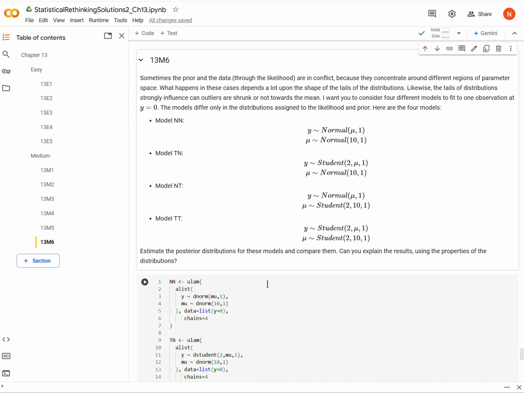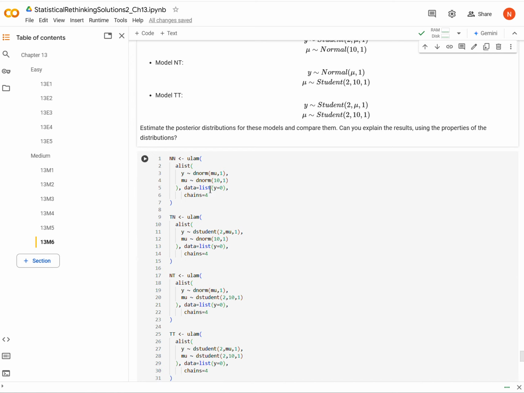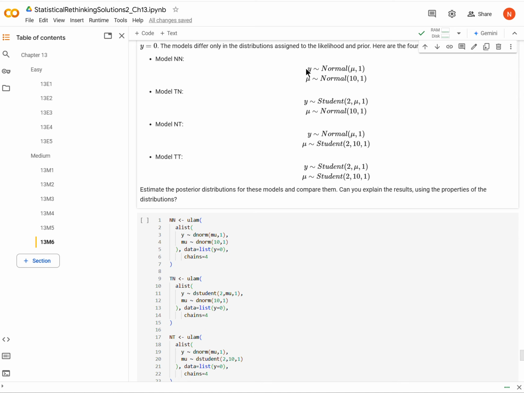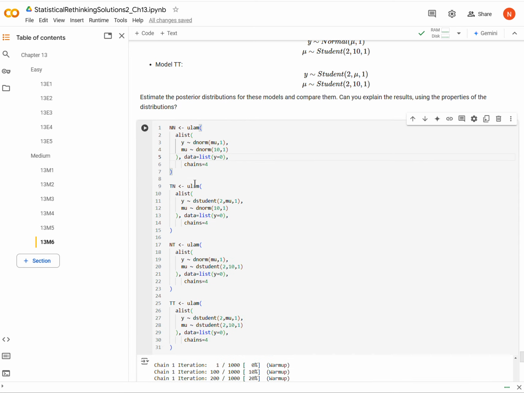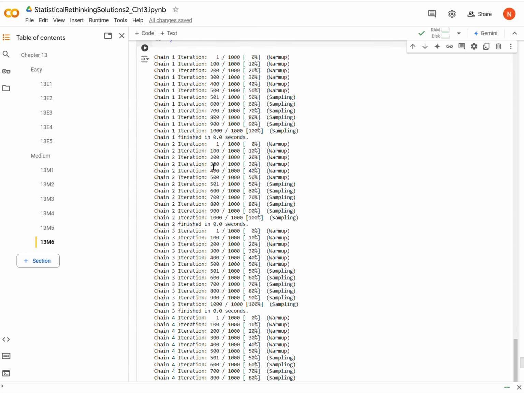So the first part is I'm just going to create these different models here. Hopefully by now you're pretty good at putting something like this into a model. So this is what it looks like. You can look at the models or the code for yourself, and I've already run this.